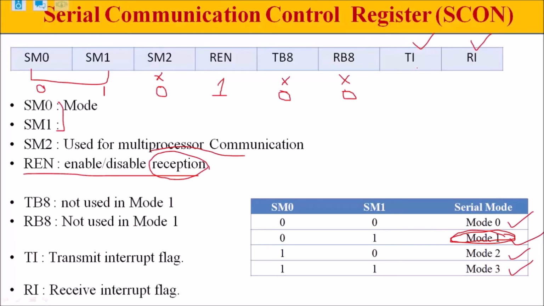So for the polling method, you can check these flag bits. TI is the transmit interrupt flag and RI is the receive interrupt flag. Now what are these bits? Whenever the microcontroller completes the transmission of one frame of data, that means one character transmission is completed by the microcontroller, automatically this bit is set to 1.